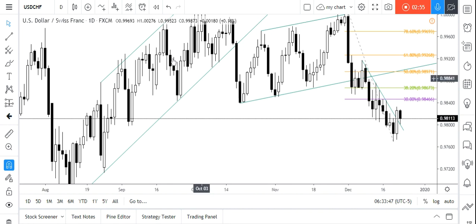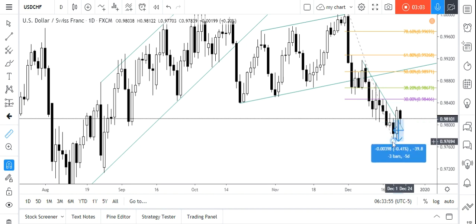And if we calculate our risk versus reward, I'm getting a better reward compared to the risk. So from my entry point 0.9810 to this area, this is around 42.0 pips. So this is what I'm risking on this trade, 42 pips.